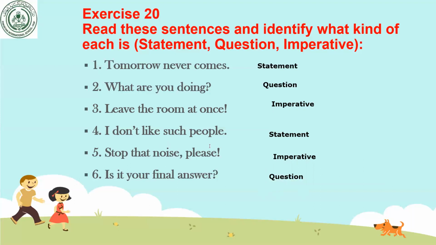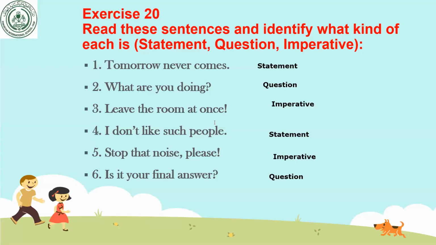Exercise number 20 is done. And I want to repeat that this is chapter number 9, which we have completed here. Two types we already learned in our previous class, like statement and question. And one more type we learned today, and that is the imperative sentence. Imperative sentence has two types: command and request.